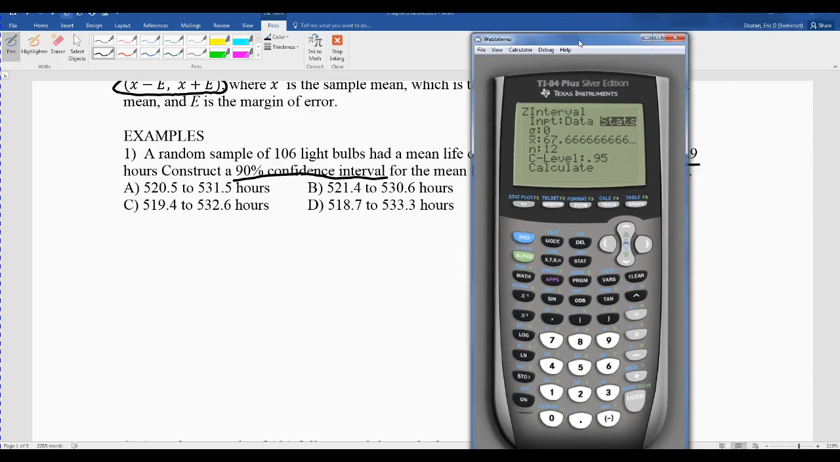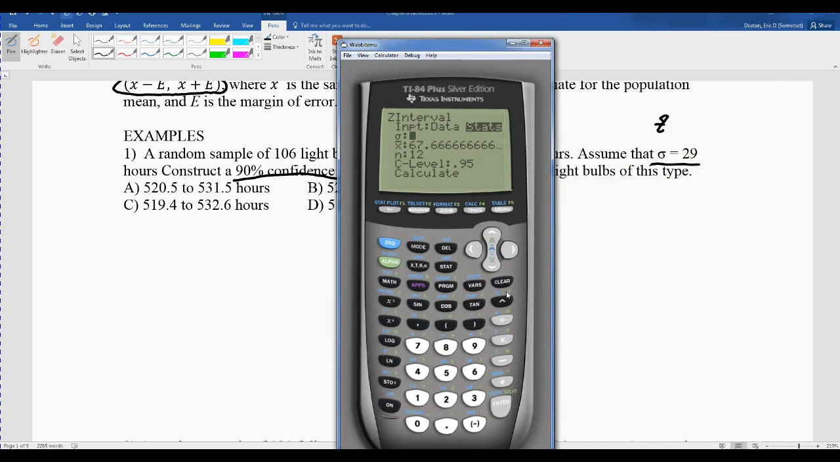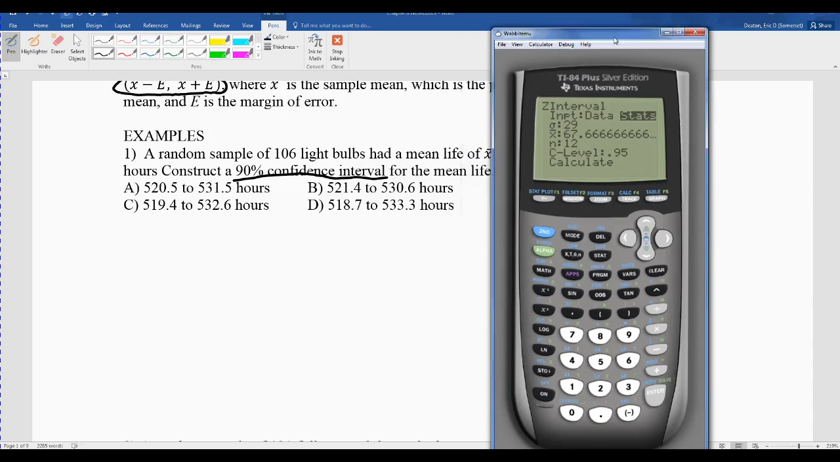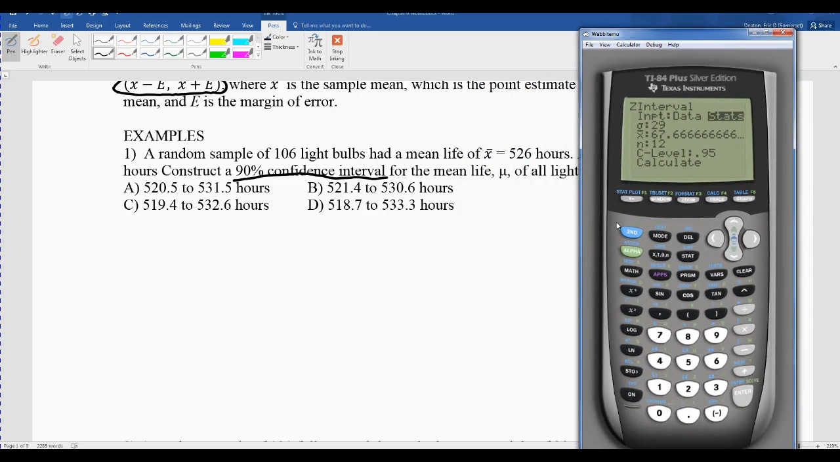Sigma is given to be 29. Enter. X bar, which is a sample mean, is 526. Enter. Sample size of 106. Enter. And the confidence level is 90%, which is 0.90. Enter, and just hit enter again, and you'll see the answer: 521.4, 530.6.